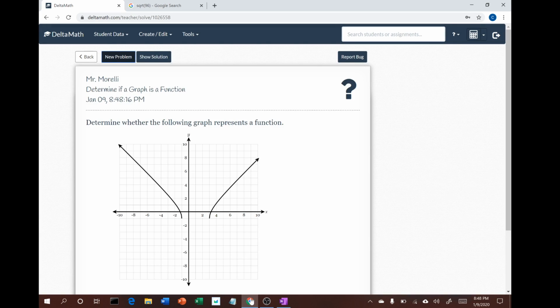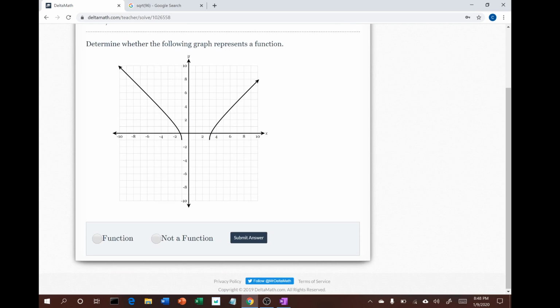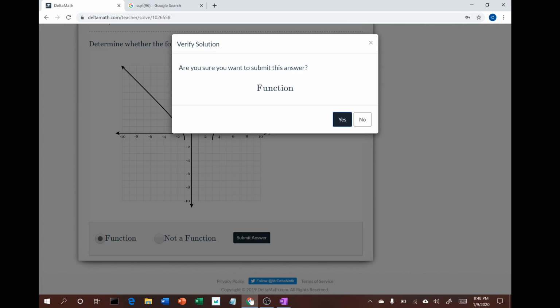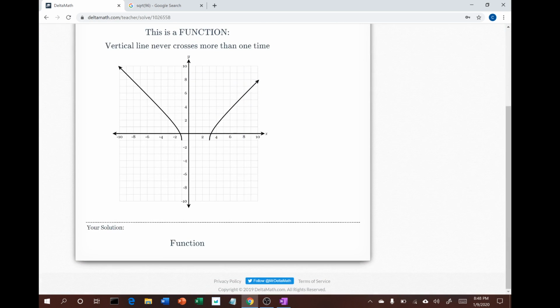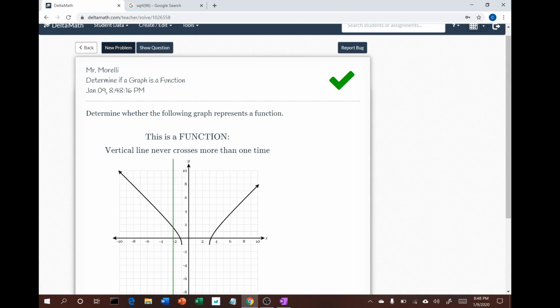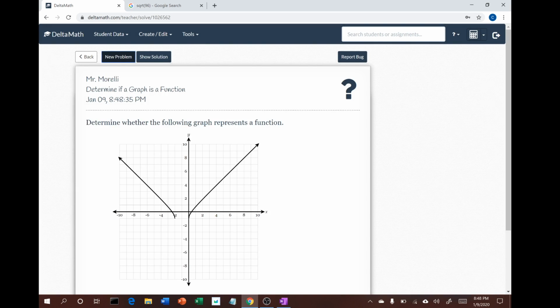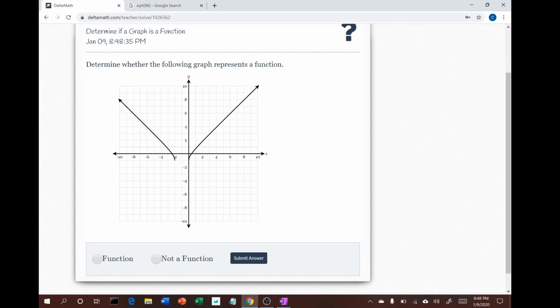Okay. This is a function. All right. It's that easy. Well, let's see. Watch it not be a function. Oh, it is a function. But it's not continuous. Okay. So, okay. This is actually fun. I should assign like 50 of these. This is a function.